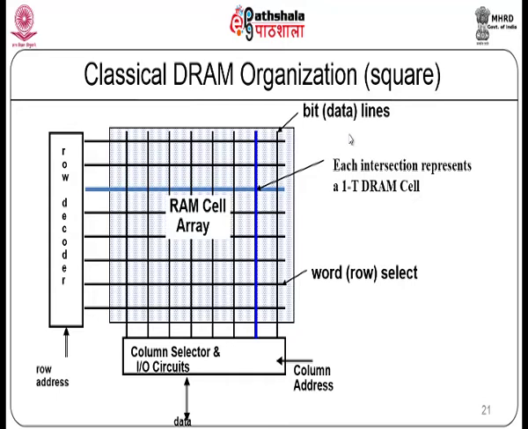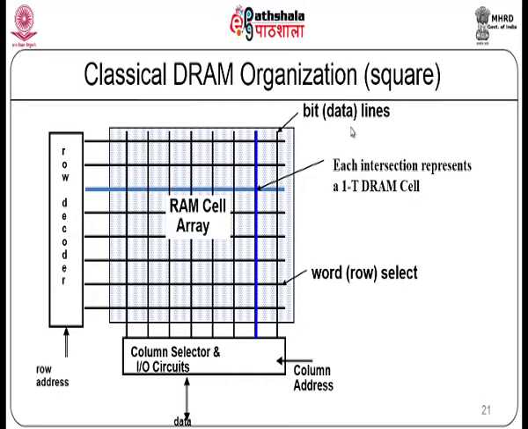So, normally what happens is, instead of arranging it as a single dimension of cells, it is normally arranged as a two-dimensional array of cells. So, this shows a two-dimensional array of cells, and you have a row selector which comes from the row decoder, and you have a column selector which comes from the column decoder, and the intersection of the row and the column that is selected is going to be the cell that is being selected.